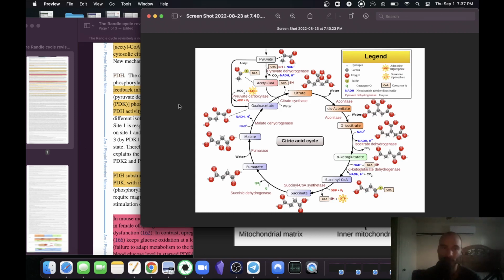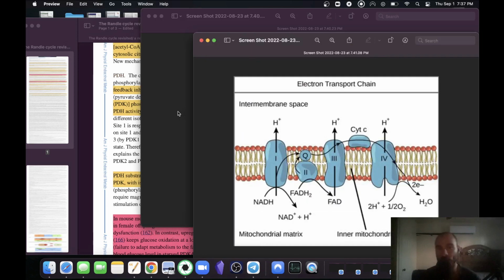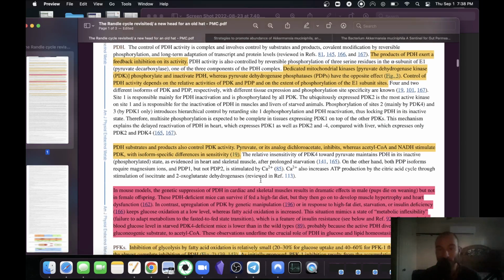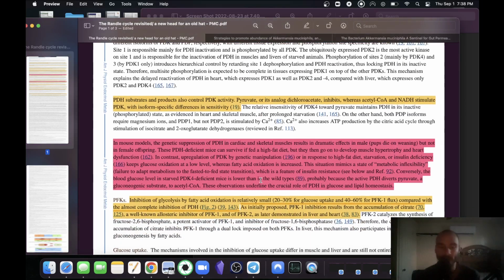So this is the Randle cycle. This is the fatty acid oxidation inhibition of carbohydrate oxidation. These are the mechanisms here. It's what happens at the electron transport chain and what's going on at the Krebs cycle. And again, it stems to that FADH2 and NADH ratio. It's extremely important.